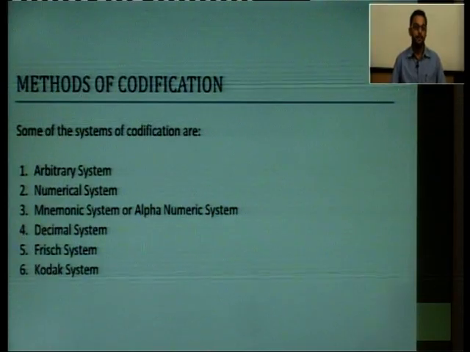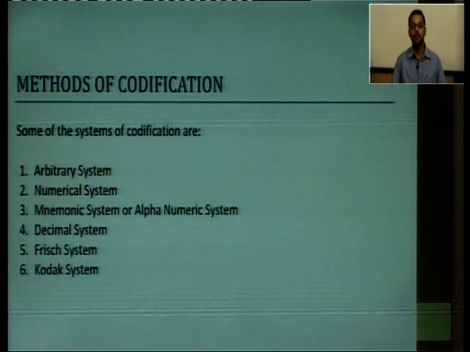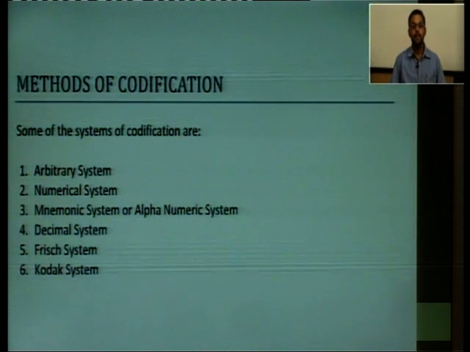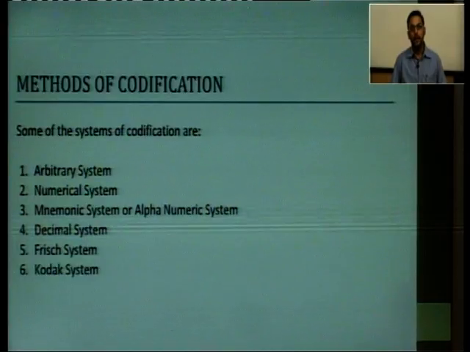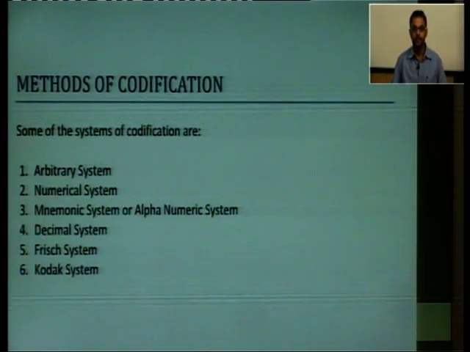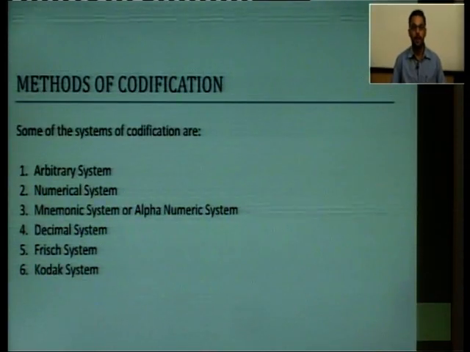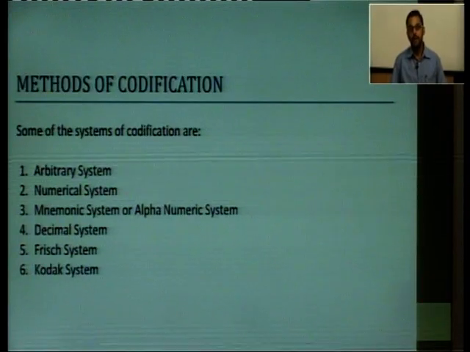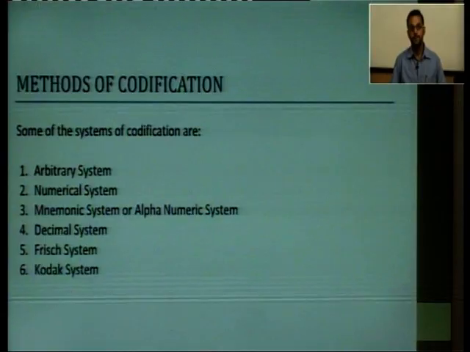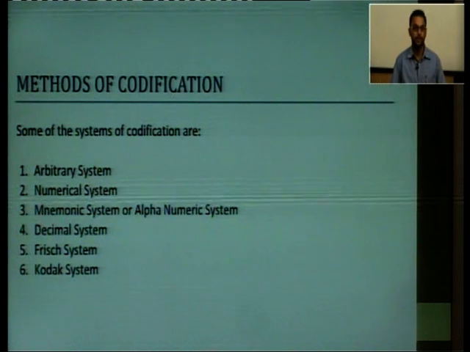In the arbitrary system, as its name implies, we put any arbitrary code for an item, but we put that code only for a single item. In the numerical system, we put a numerical value that is used as a code for that particular item. The alphanumeric system uses the above two systems combined, and we can have both alphabetics and numerics. Both can be used to do the coding.